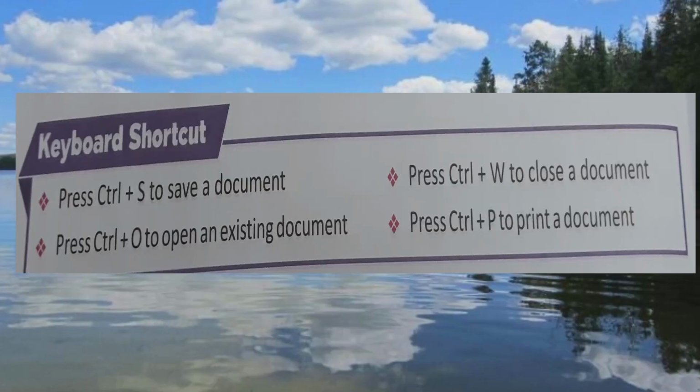Let's see some shortcut keys. To save the document, press Ctrl+S. To open an existing document, Ctrl+O. To close the document, Ctrl+W. And to print the document, Ctrl+P.